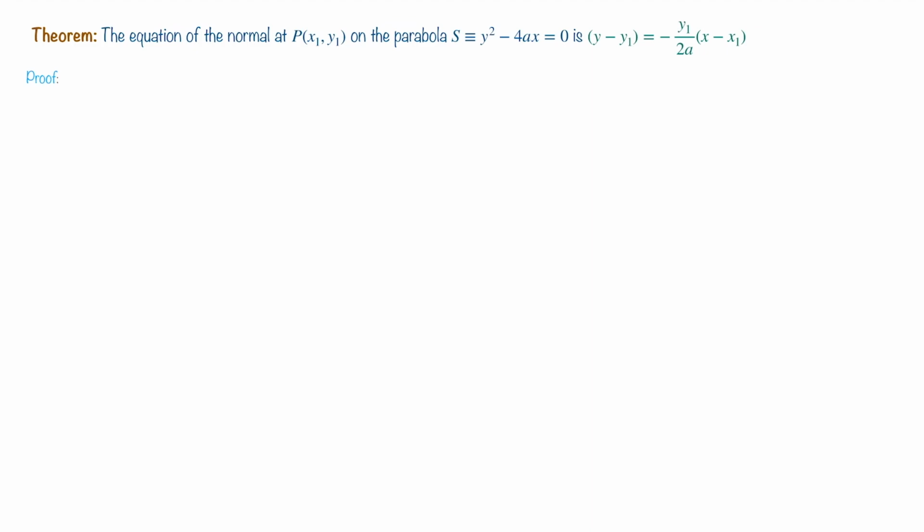Next theorem: the equation of the normal at a point (x1, y1) on the parabola S = 0 is y − y1 = −(y1/2a)(x − x1). Here S = 0 denotes the standard equation of the parabola.